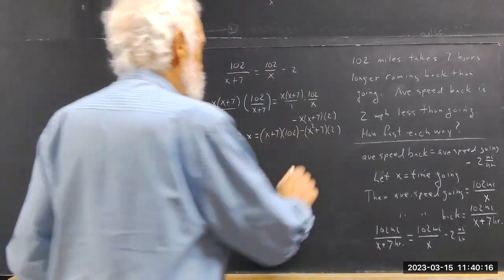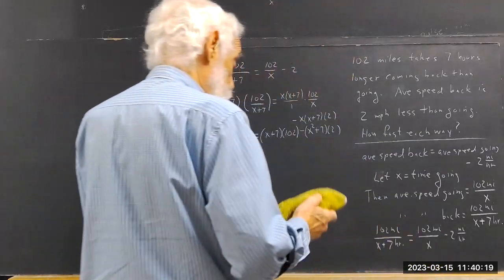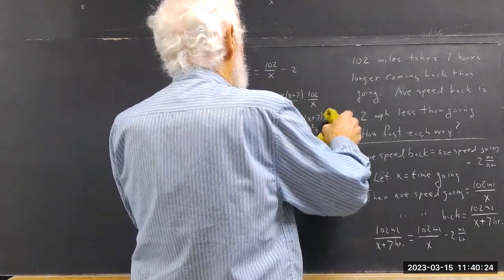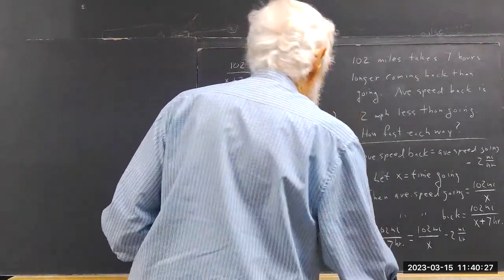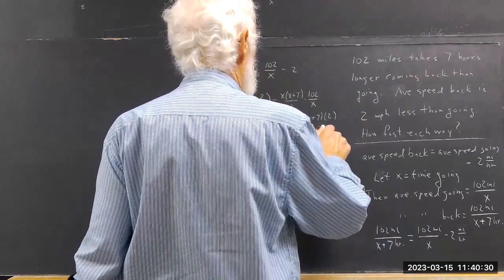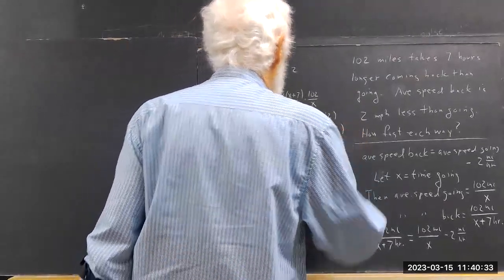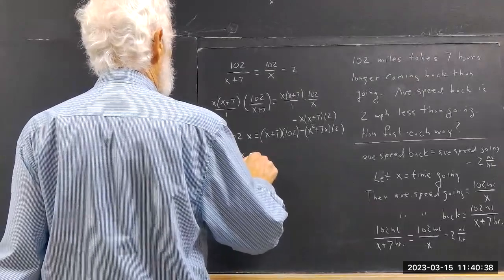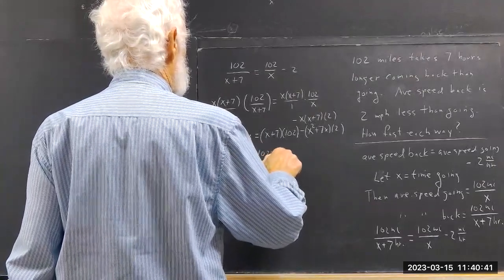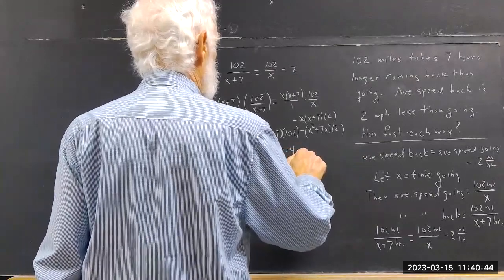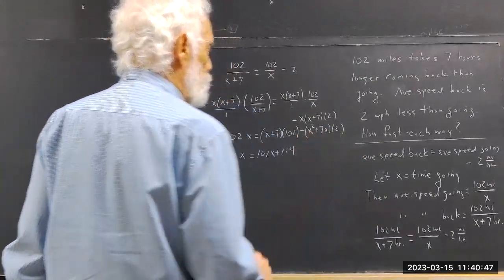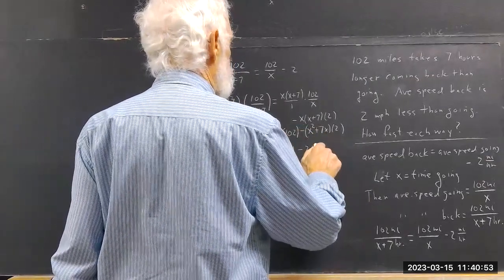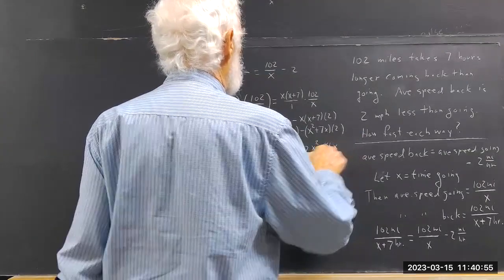X times x plus 7 is clearly not x squared plus 7, it's x squared plus 7x. And then we can complete expanding all this. We get 102x plus 714 over here. And then when we multiply all this by 2, we're going to get a 2x squared and a 14x. Of course, we've got a minus, so it's going to be minus 2x squared minus 14x.